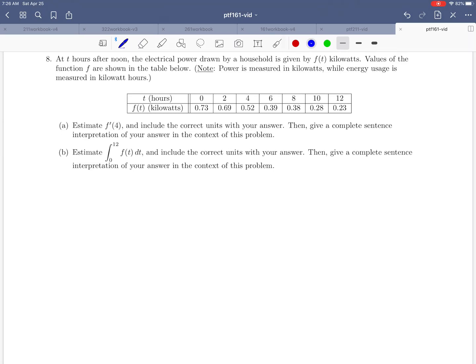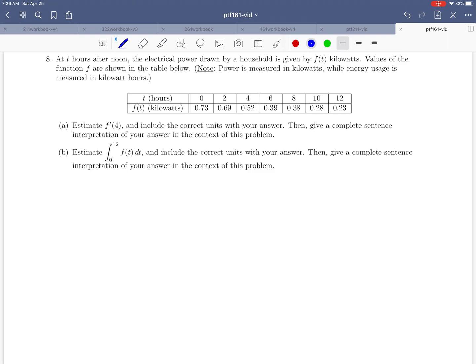Hello everybody and welcome to exercise 8. This is the last exercise on our list of final exam review problems. And in this problem, they're asking us to calculate a derivative and an integral in an applied situation. This is going to be a nice opportunity to tie together two of the main concepts in our course this semester. All right, so let's read this question together.